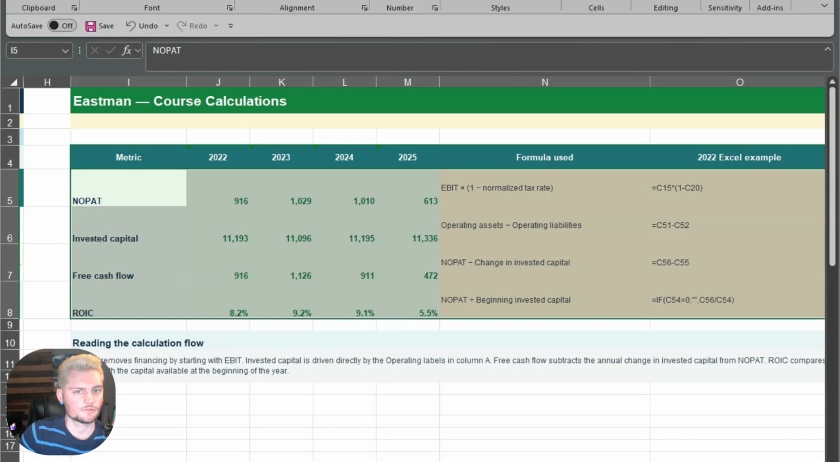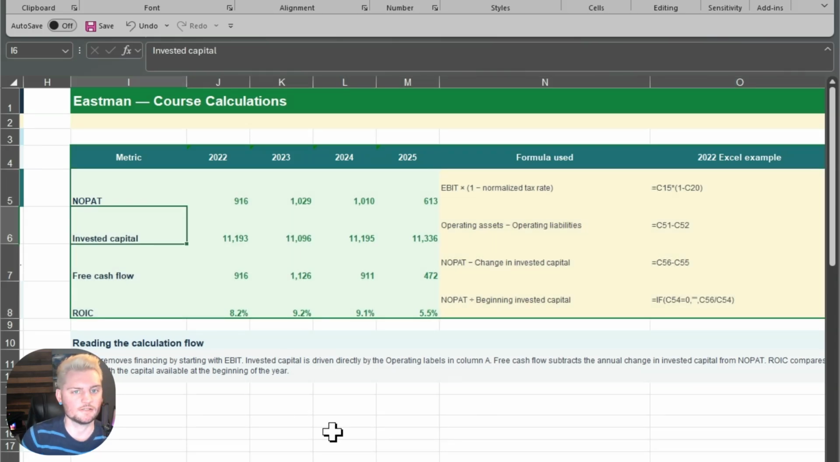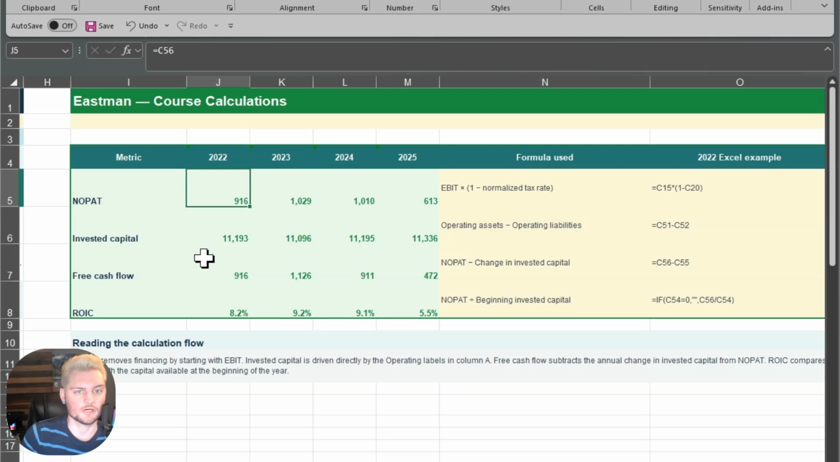Let's see. So now I'm going to discuss the trends, the issues, and alternatives. Eastman's NOPAT was about $906 million in 2022, 1.029 billion in 2023, 1.10 billion in 2024, and 613 million in 2025. Invested capital stayed near 1.1 to 1.3 billion dollars. Free cash flow rose to about 1.126 billion in 2023, and then fell to 472 million in 2025.